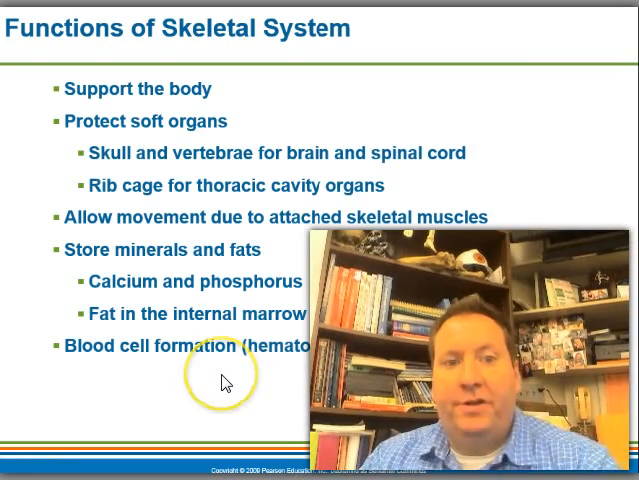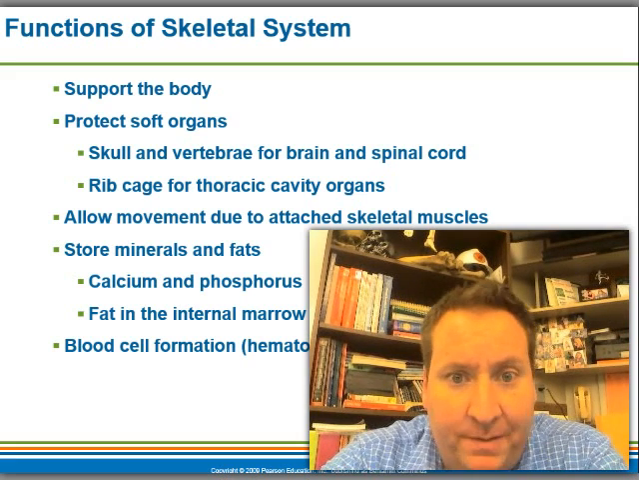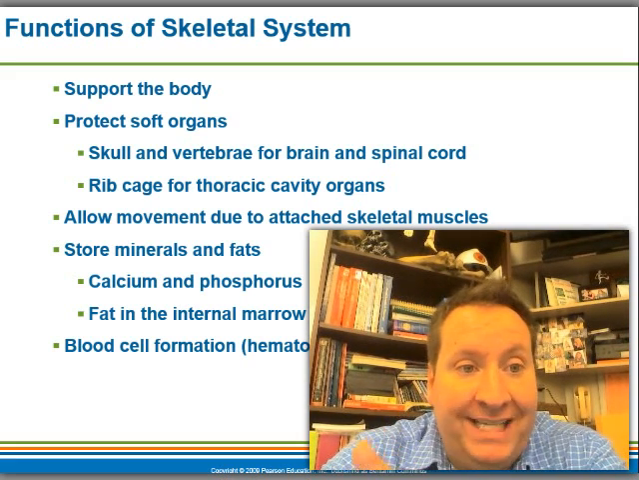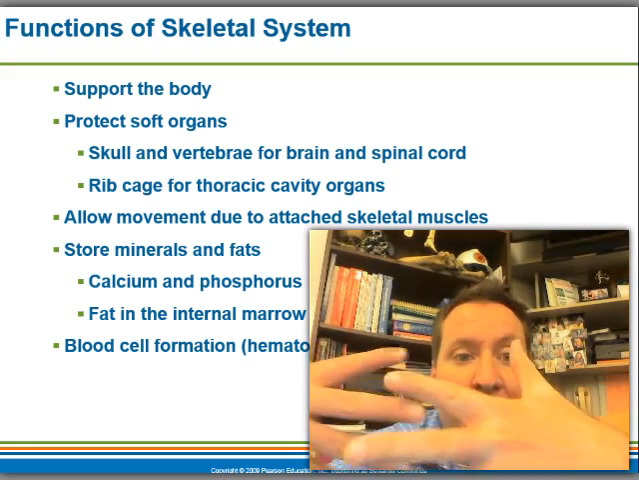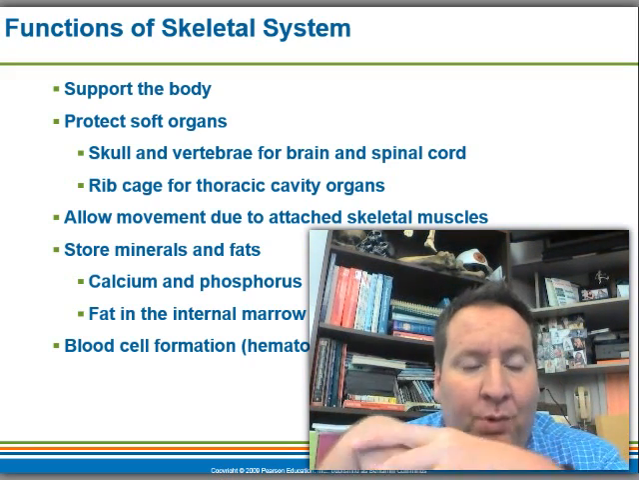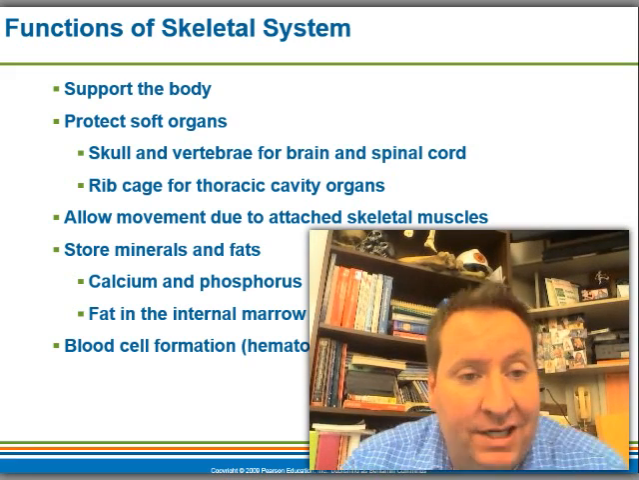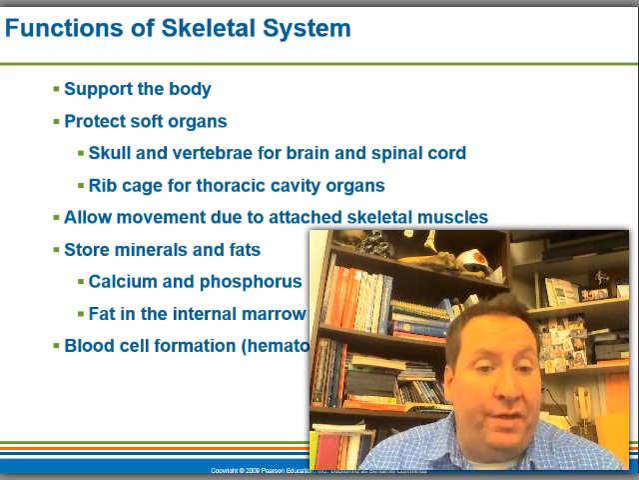So I'm going to talk a little bit about the bones now. The first thing we're going to do is talk about the major functions of the skeletal system. When we did 1.1, some of you had the skeletal system. You identified some amazing facts, and what we found out is the skeletal system is the major organ system that's going to support the body.